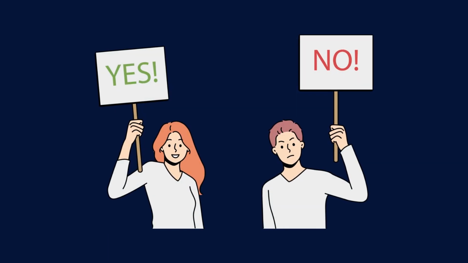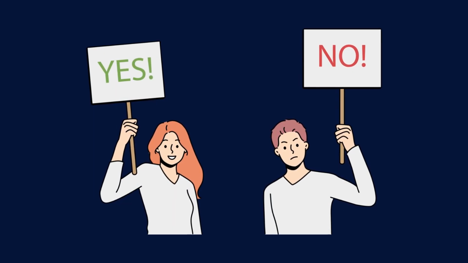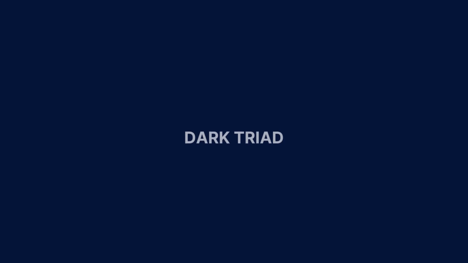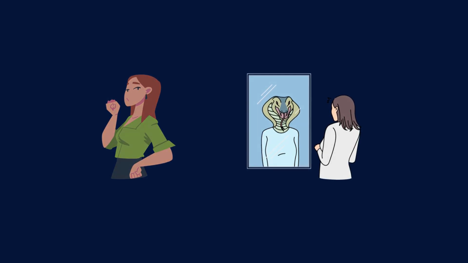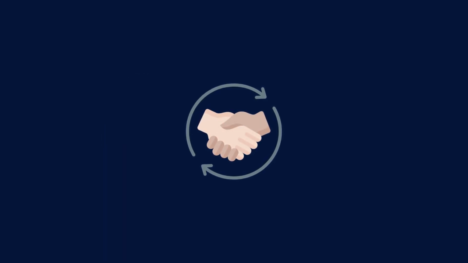The test consists of 20 statements. Individuals are asked to rate their agreement or disagreement with each statement on a 7-point scale. Machiavellianism is one of the 3 components of what psychologists refer to as the dark triad of personality traits. The other 2 are narcissism and psychopathy. Understanding these traits can be beneficial in various contexts, from personal relationships to business interactions.